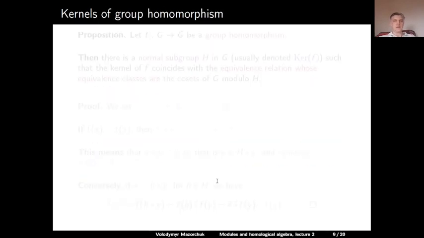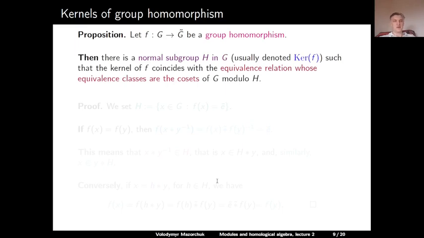Let us now try to connect this with our usual notion of a group homomorphism and the kernel of a group homomorphism. Let f be a group homomorphism from a group G to a group G tilde. Then there is a normal subgroup H in G, and this is what is usually denoted the kernel of f, such that the kernel of f, in our sense, coincides with the equivalence relation on G which is given as follows. The equivalence classes of this relation are the cosets of G modulo H. Since H is normal, it doesn't matter whether these are cosets on the left or on the right.